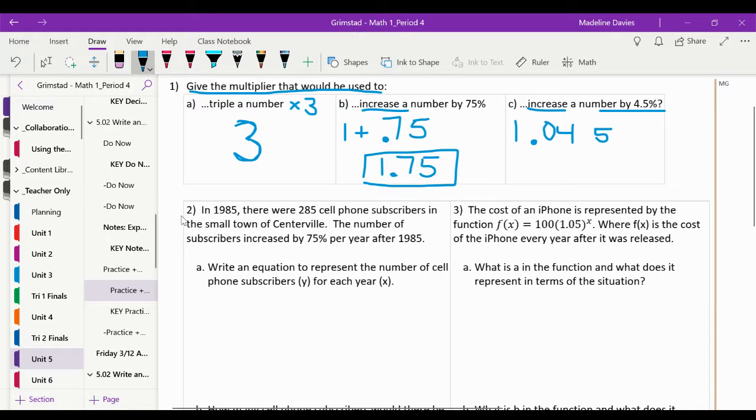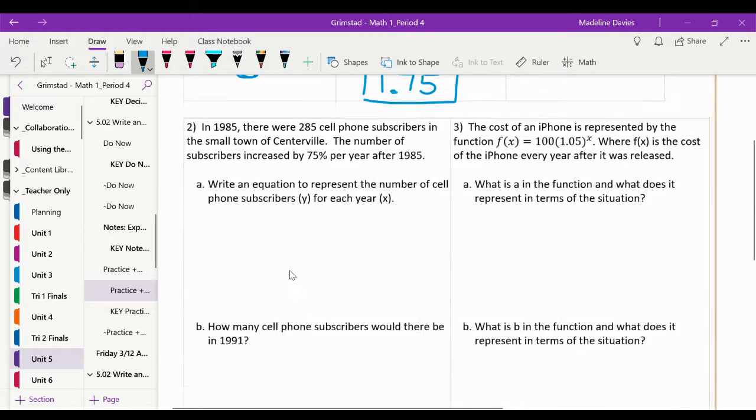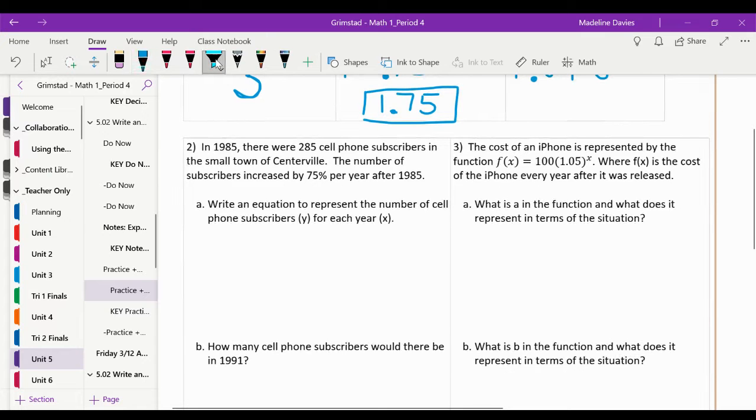So you all just have to do number 2 here and go through that. I'm going to go through number 3 just to show you how this one is done, and hopefully it might give you something that you can use for number 2 if you're feeling stuck.